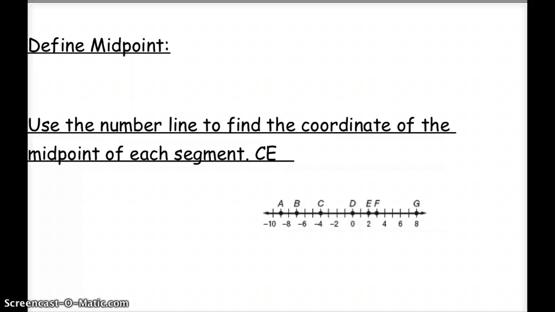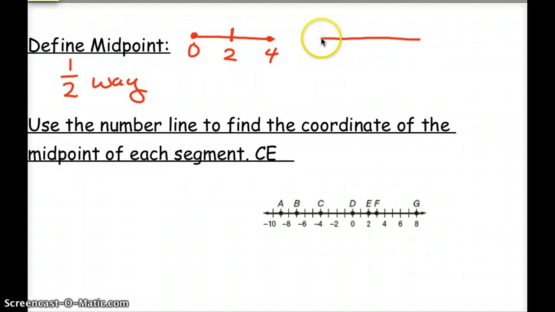Let's take a look at the next part of our lesson. It asks us for the definition of the midpoint. If I'm talking about a midpoint from 0 to 4, you guys would tell me that that midpoint would be 2. It's exactly halfway, isn't it? And so if I have between 4 and 8, you would say it's 6. And you can probably do those in your head.